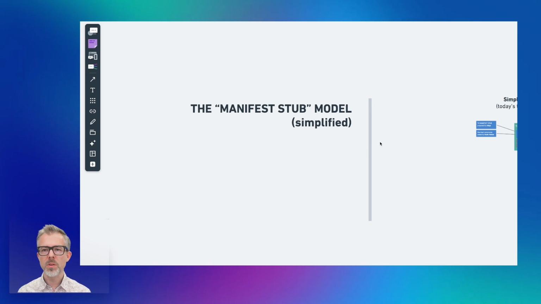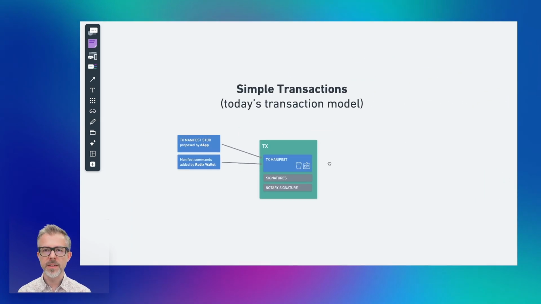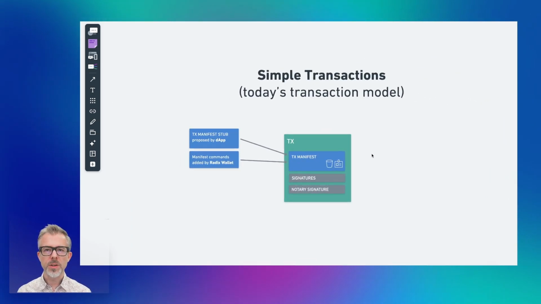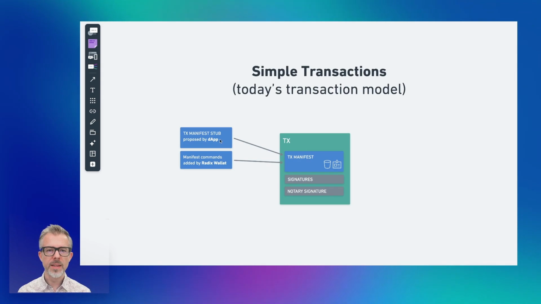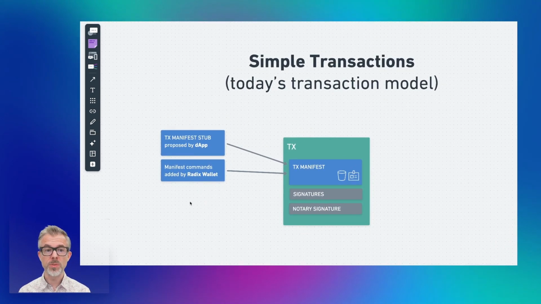Basically, the stub model works like this in today's model. For simple transactions today, your dApp is going to build a transaction manifest stub. It's not a complete transaction, but it's a stub that describes most of the stuff that you want to have happen. And then this gets combined with some manifest commands that get added by the user's Radix wallet. And this happens automatically. The Radix wallet just knows what things to add for guarantees and things like that.